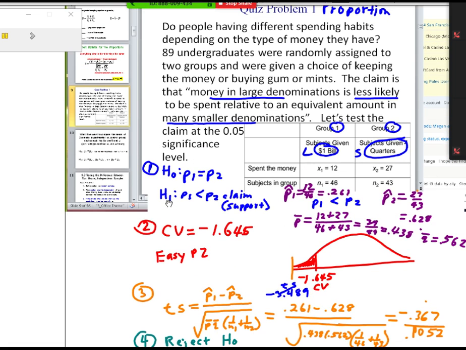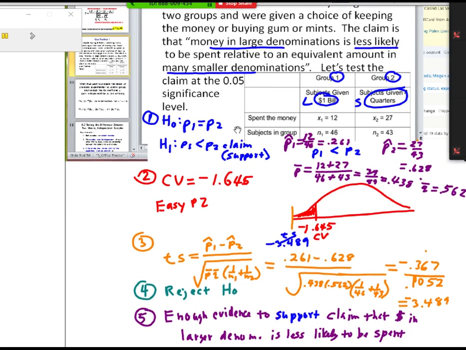So here's the solution for quiz problem number 1. We're saying that large denominations are less likely to be spent than smaller denominations. So p1 is going to be less than p2. My H0 is always p1 equals p2. Since my claim is not equals, H1 becomes my claim: p1 is less than p2. Since H1 is my claim, I'm going to use the word support for step 5. Whenever H1 is my claim, I use the word support. Whenever H0 is my claim, I use the word reject.